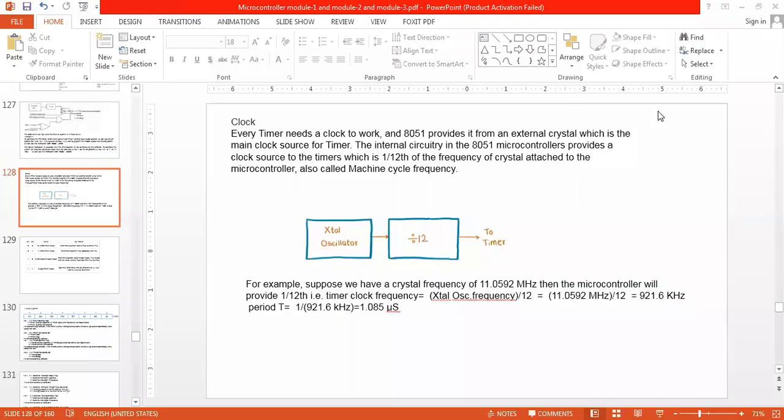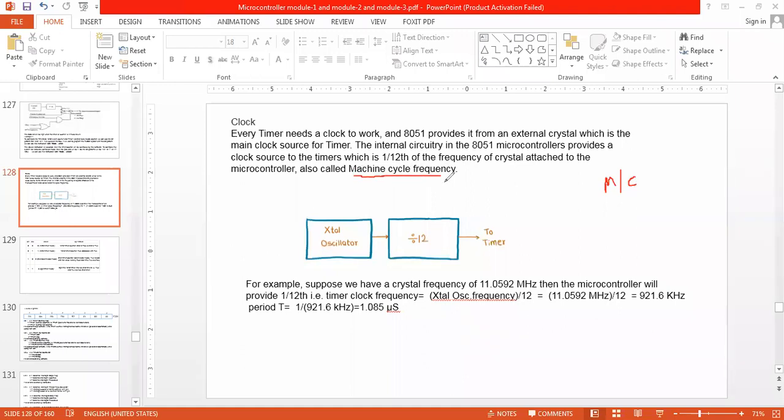Class for a longer time. So here we'll understand that whenever we are working with the timer, we should first understand the machine cycle. Okay, what is a machine cycle?